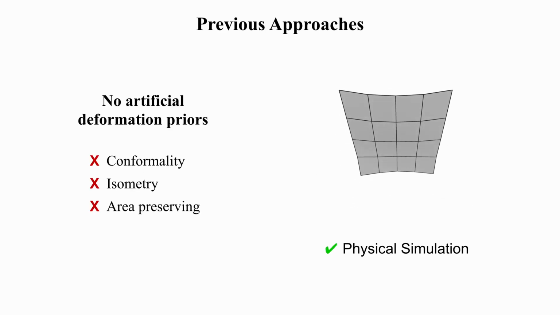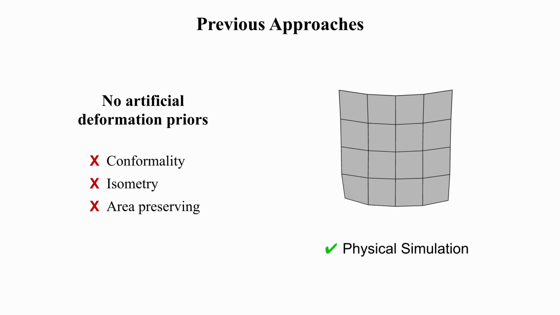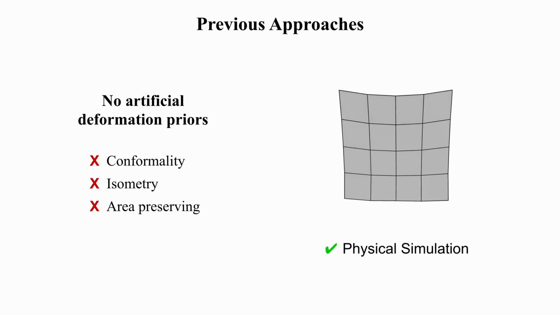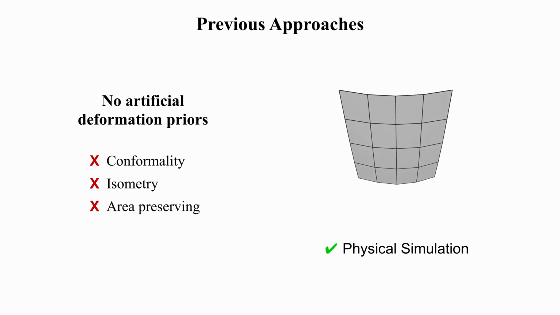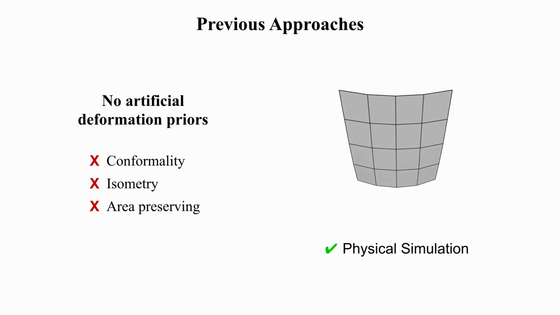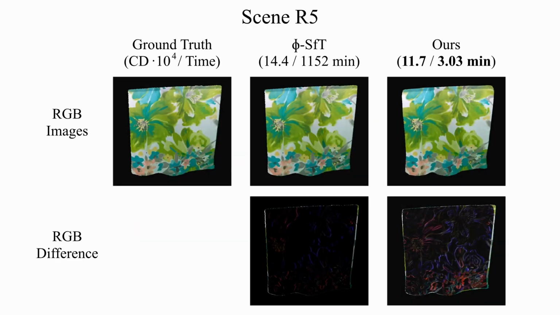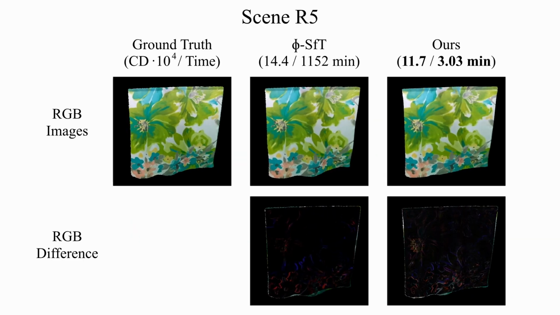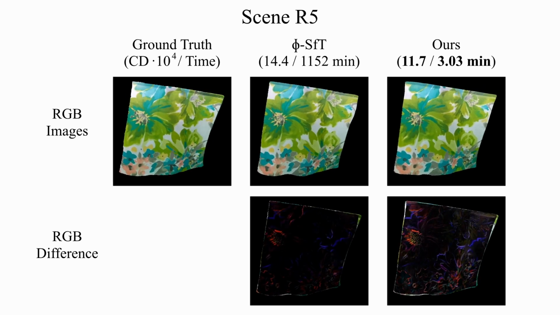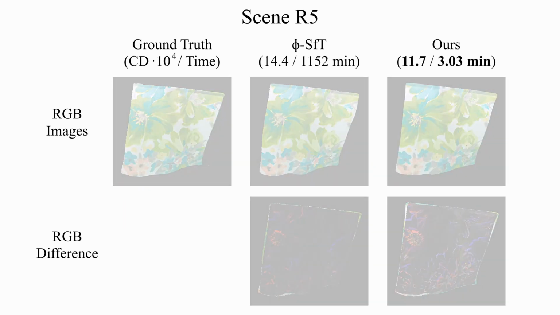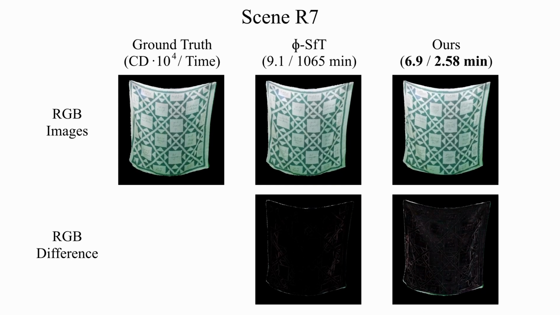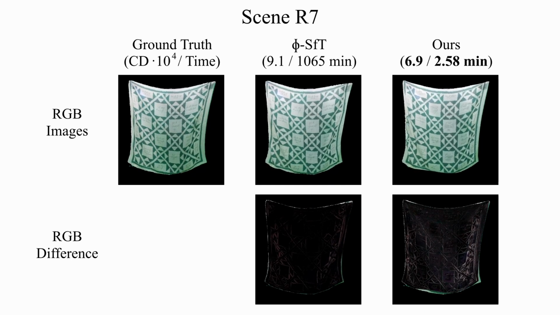Compared to most shape-from-template or non-rigid structure-from-motion algorithms, we do not assume constraints like conformal or isometric deformations, but rely on a physics simulation that is much more realistic in the case of soft bodies like cloth. The fast simulation of our neural network speeds up the shape optimization by more than 2 orders of magnitude compared to the state-of-the-art physics-based shape-from-template algorithm phi-SFT while preserving similar quality.